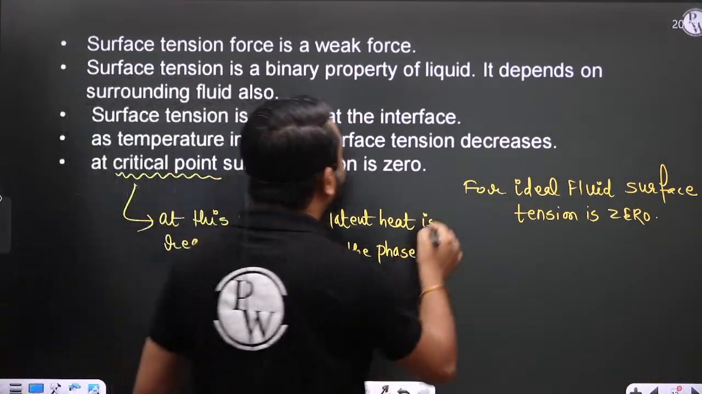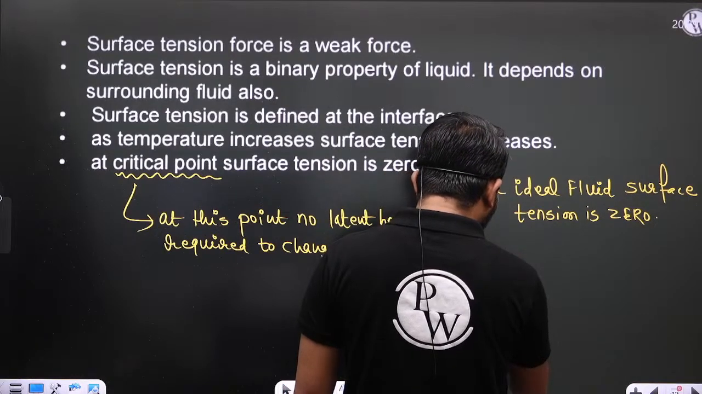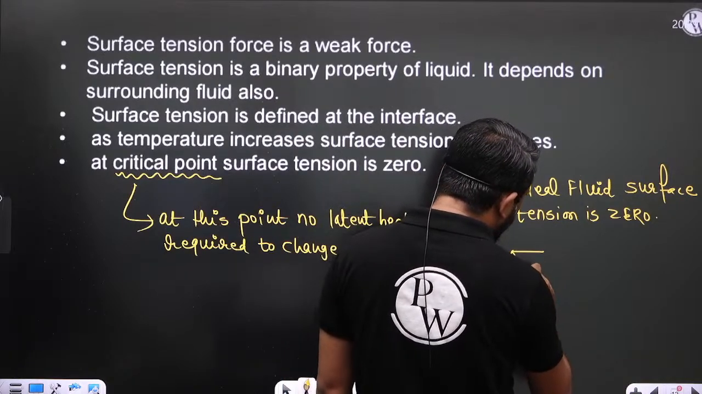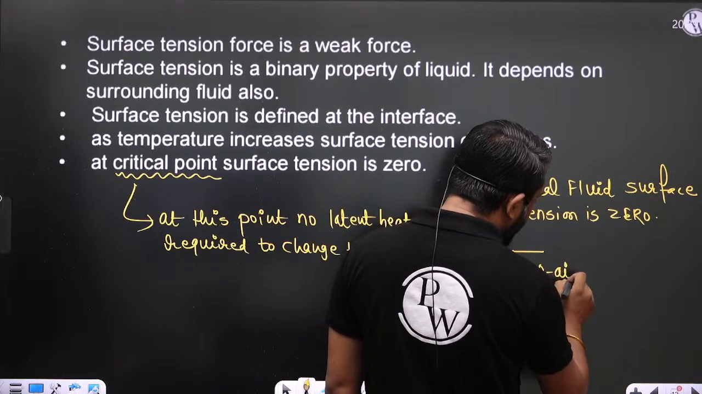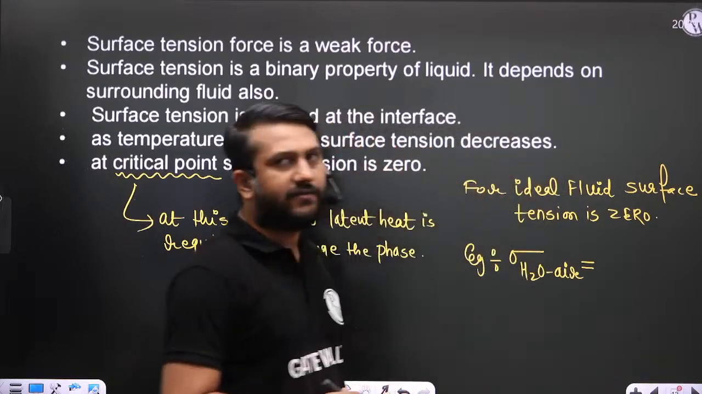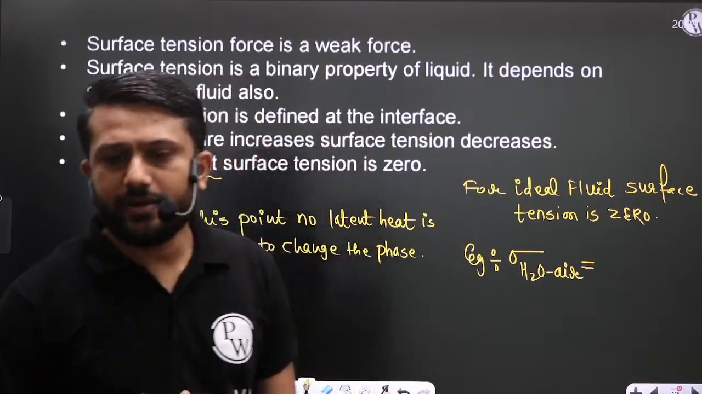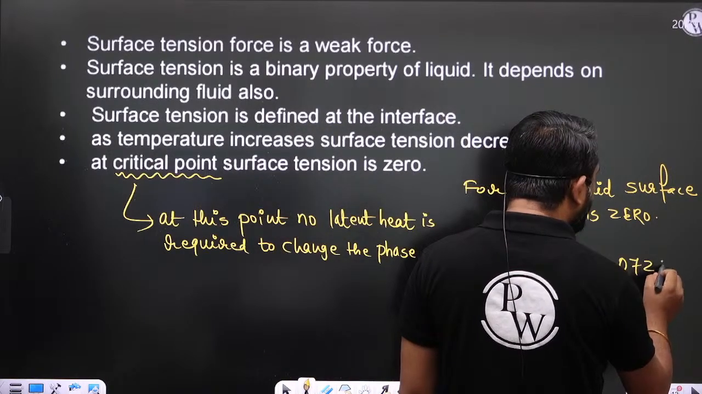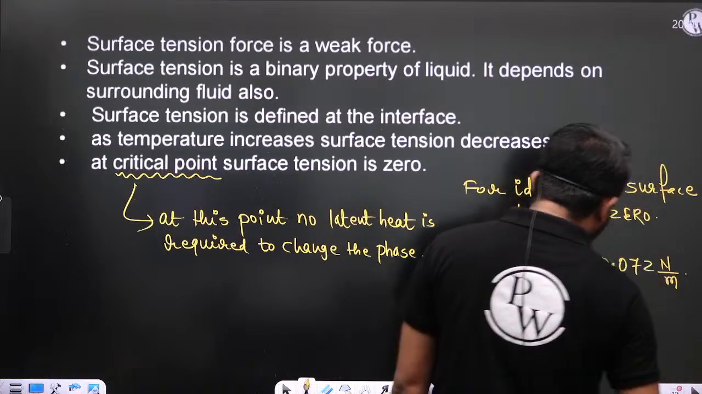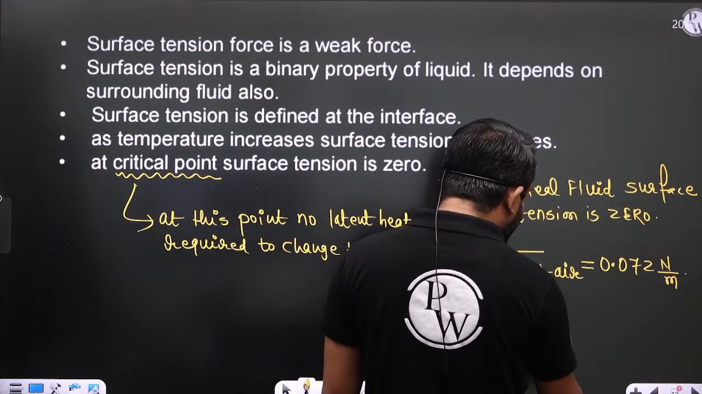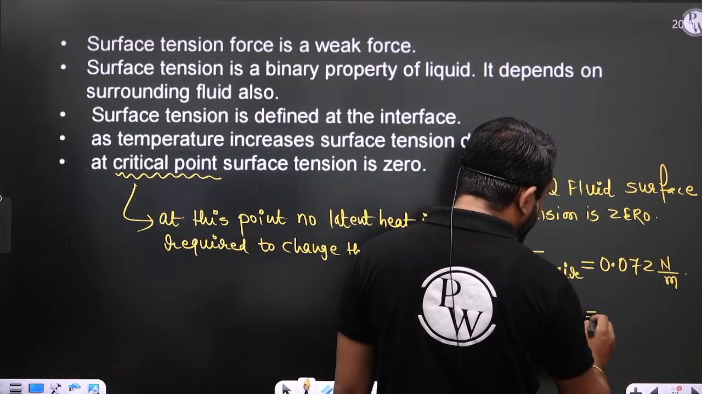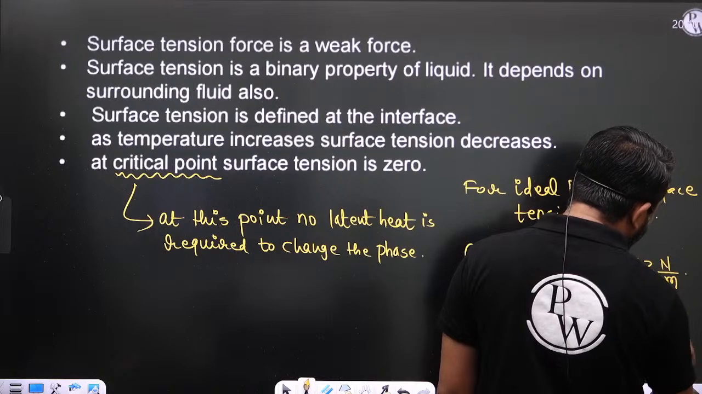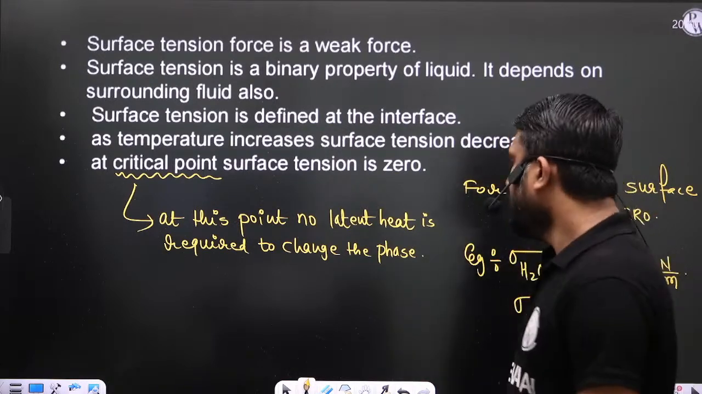So for example, if I'm talking about the water-air interface, what is the value of surface tension at the water-air interface? That is around 0.072 Newton per meter. Similarly, if I am talking about the mercury-air interface, the surface tension is around 0.48 Newton per meter. Fine.